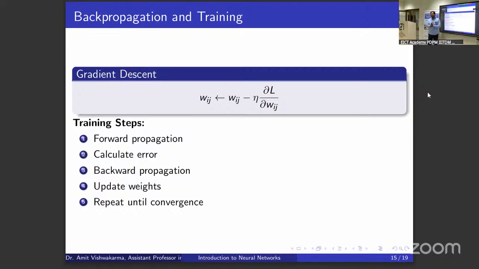So if you understood this, most of the algorithms work on this type of phenomena. Maybe the structure or design is different, but the concept is the same: minimize the loss by updating the parameters.